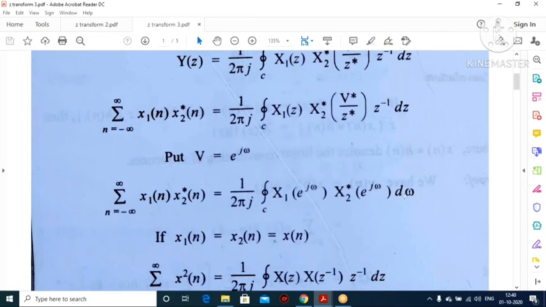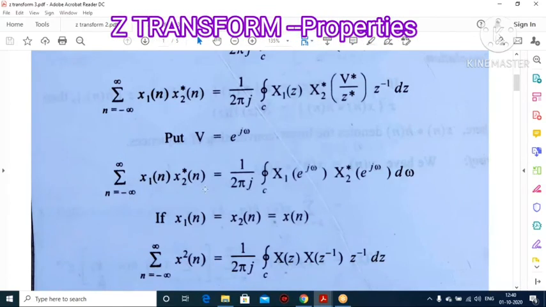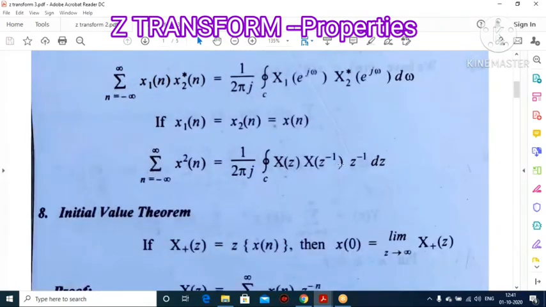Okay, so if x1 of n equal to x2 of n equal to x of n, let us take it like this. So what will happen? These two terms become x of n x of n, so x of n whole square, x square of n, 1 by 2 pi j, here also x of z, that is x of z inverse, because it is a complex term now. So x of z inverse into z inverse dz. Okay, so this is your Parseval's theorem.